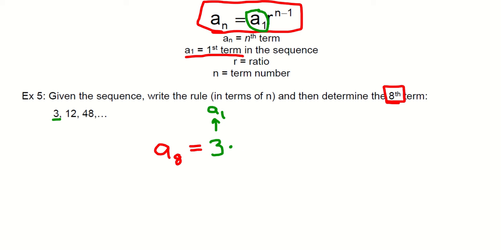R, so let me erase this. If you remember what we talked about yesterday, R is the common ratio, and again, that's what you're multiplying by each time to get to the next term. So to get from 3 to 12, I'm multiplying by 4. And then I do the same thing to get from 12 to 48. We talked about how to find that yesterday. So the common ratio is 4.